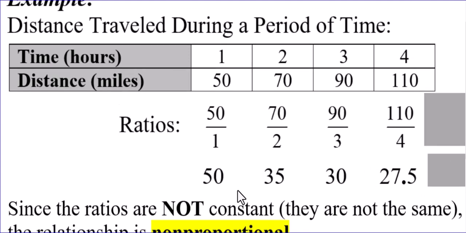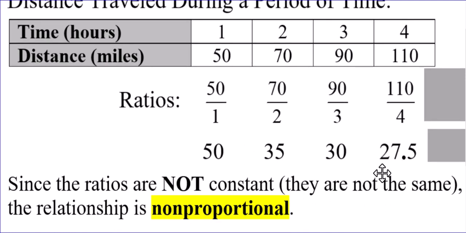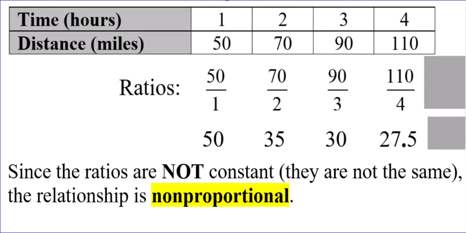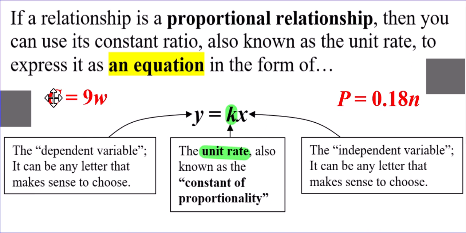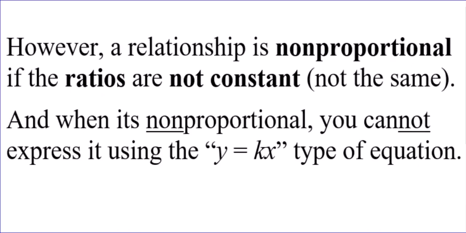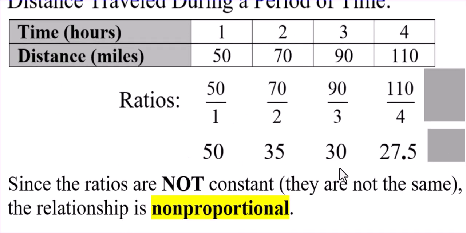As you can see here, there is not a constant ratio. These ratios are not the same. So that means we have a non-proportional relationship. And we would not be able to represent this table using a simple type of equation like we did in the other problems, like 9 times W equals C or 0.18 times N equals P. That type of equation is not going to work when it's a non-proportional relationship because there's not a consistent unit rate.